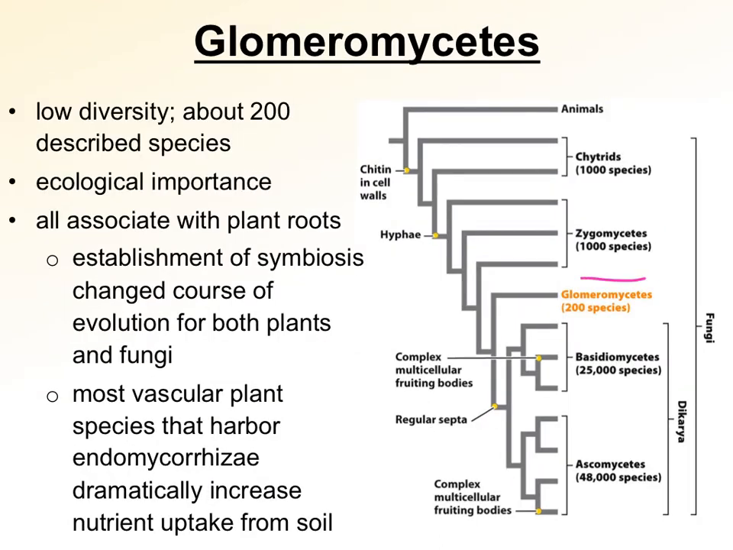So this next group is just worth mentioning because we talked about the importance of the symbiotic relationship between a fungus and a plant, and these are the types of organisms that do that. So they do associate with plant roots, and they become very important for allowing both the survival of the plant and the fungus. So they have a very strong ecological importance.